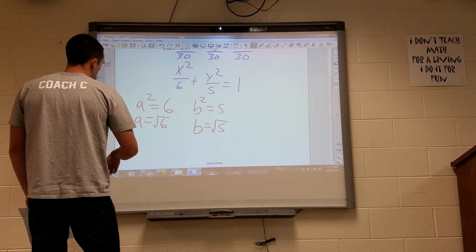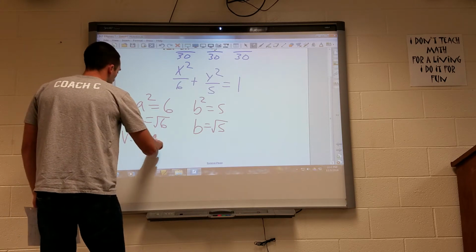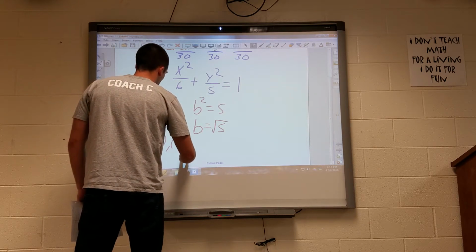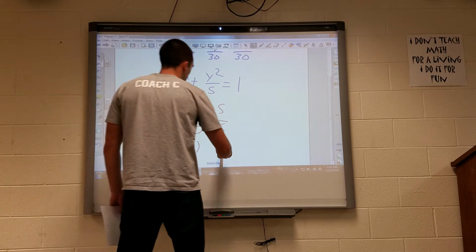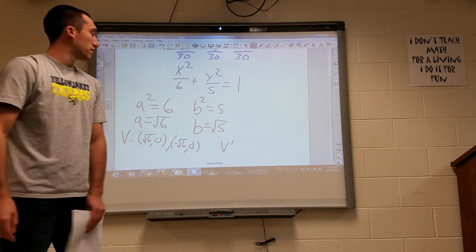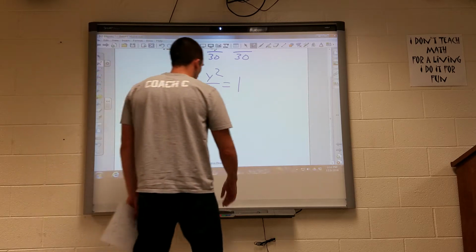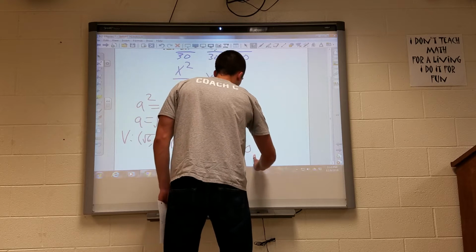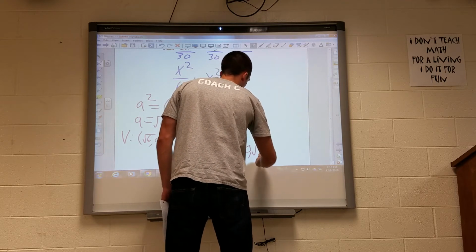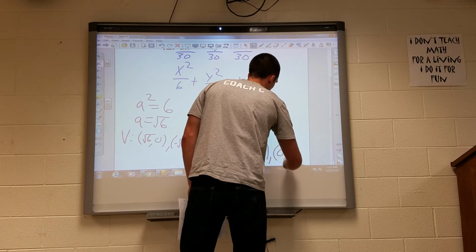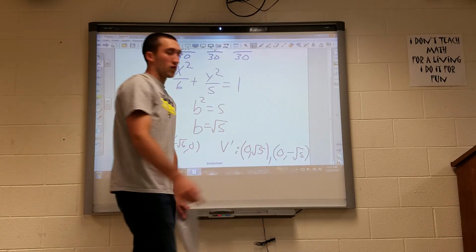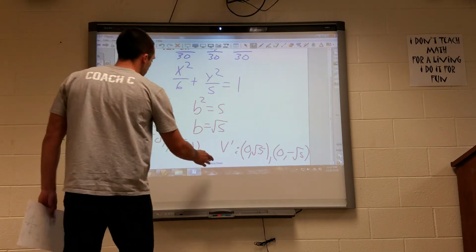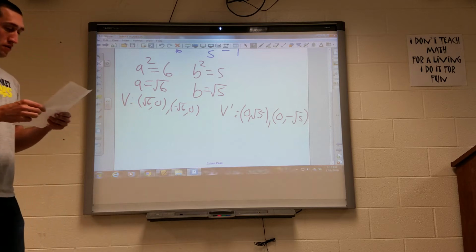So that means my major vertices are the points radical 6, 0, and negative radical 6, 0. And then my minor vertices, I do it with a prime, so it means vertex prime. Our second minor vertices will be 0, radical 5, and 0, negative radical 5. So when we go ahead and graph them, we're going to need to know those points, those pieces of information in order to sketch the graph. All right, let's keep going.